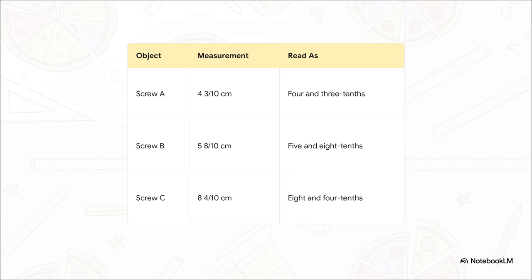So, translating what we just saw into formal data gives us mixed numbers. Screw A measures exactly 4 3/10 centimeters. Screw B is 5 8/10, and screw C comes in at 8 4/10. This is how we standardize messy, real-world measurements into precise, actionable data that anyone can understand.